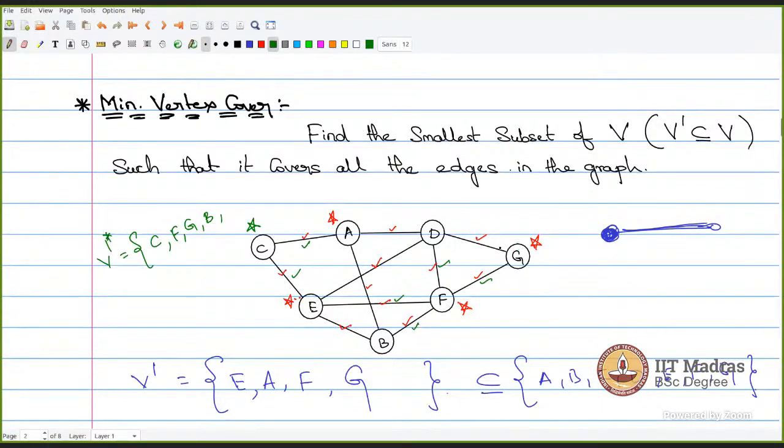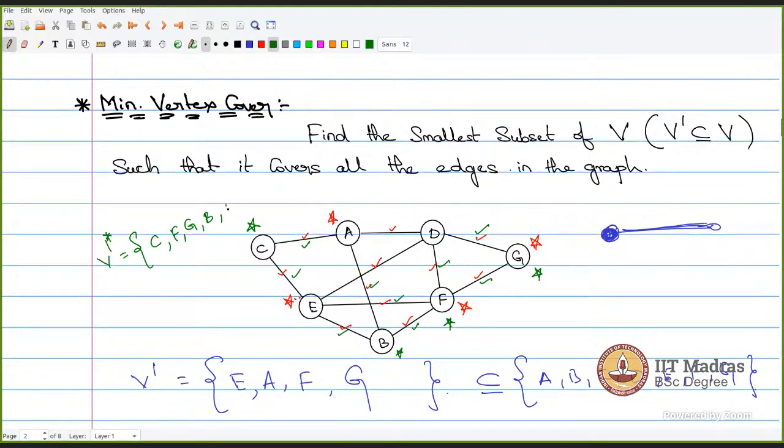If I choose G, this edge is covered. Next, I still have to cover EB, AB, AD. These three edges are left, and then I can choose B to cover these two edges. Now I already have 4 vertices, C, F, G, B. Still I have to cover this AD edge, and you might end up taking A or D.